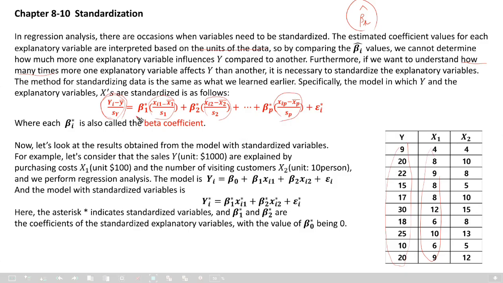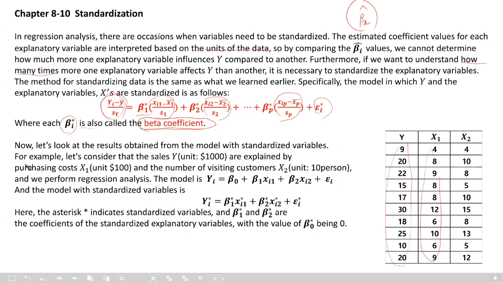Then the parameters will be changed, maybe to different values: beta 1 star, beta 2 star, up to beta p star, plus epsilon i star. Each beta i star is also called a beta coefficient. This terminology is, I think, very famous in the social sciences field. Let us look at the result obtained from the model with standardized values.